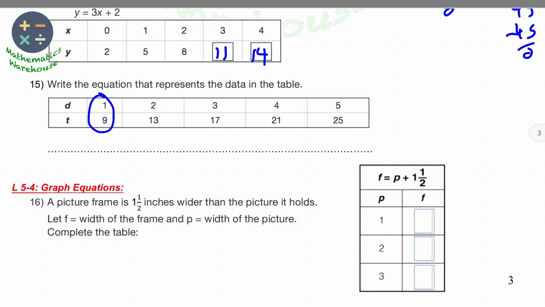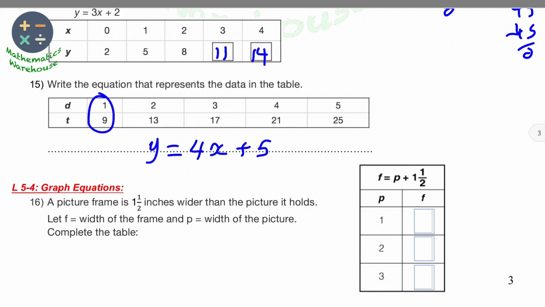4 times 5 equals 20. And 20 plus 5 equals 25. So this is the right rule. Y equals 4x plus 5. We multiply by 4 first, then add 5. Next question.